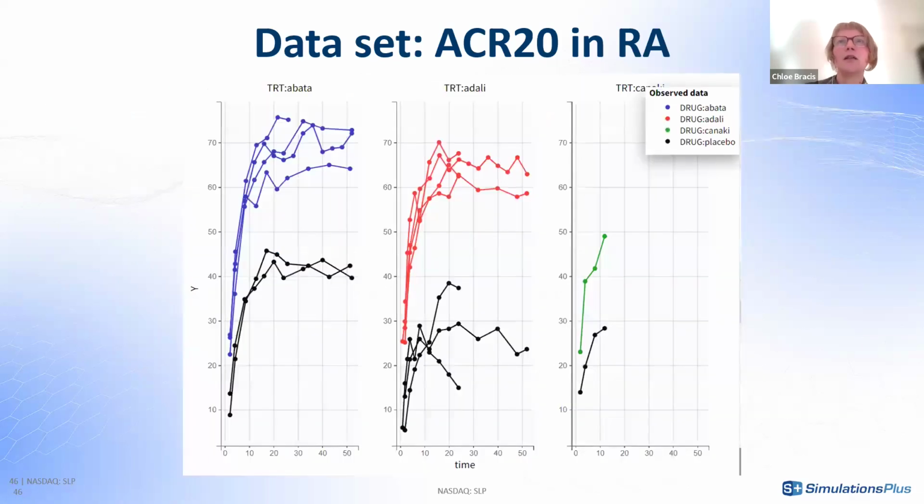Looking at our data, here we have 3 different drugs, and the canakinumab that we're currently investigating is here on the right in green, and in all 3 cases we have the placebo plotted in black. And so what we want to do is try to model this response we see, this increase and plateau. And again, this is the percentage of individuals with a 20% improvement.